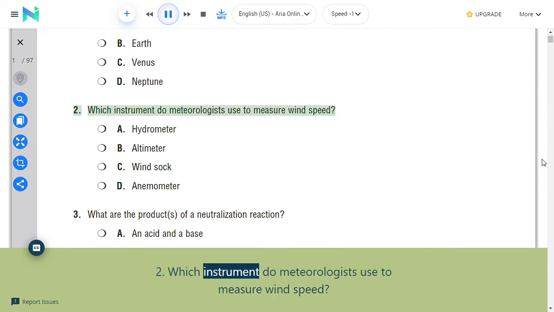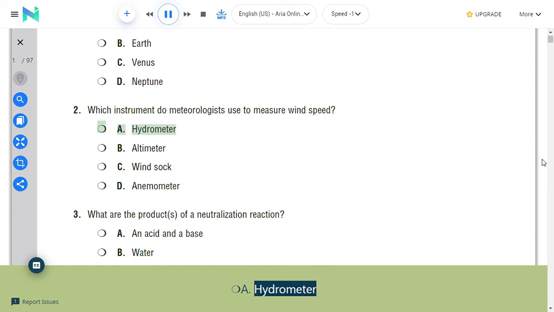2. Which instrument do meteorologists use to measure wind speed? A. Hydrometer. B. Altimeter. C. Windsock. D. Anemometer.